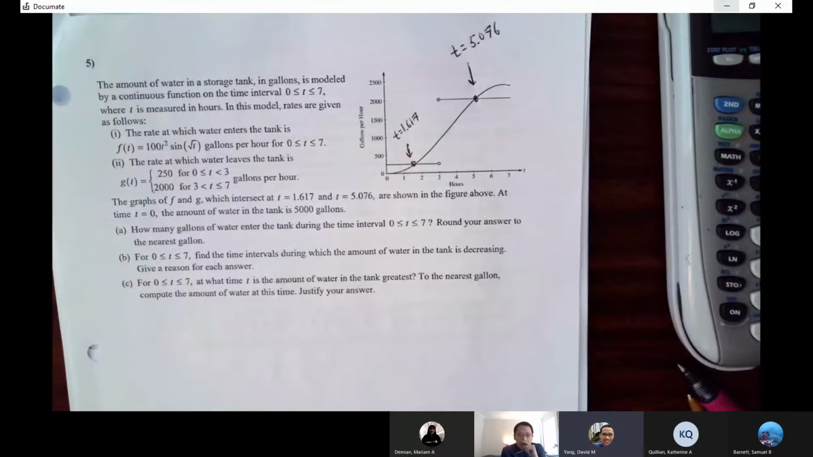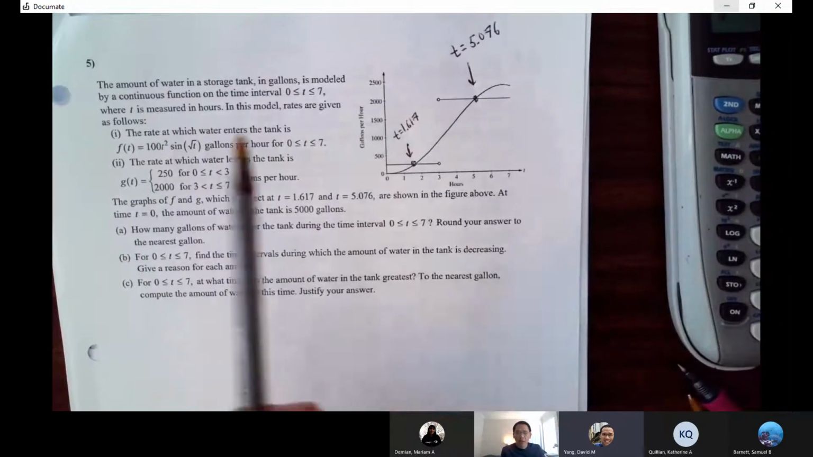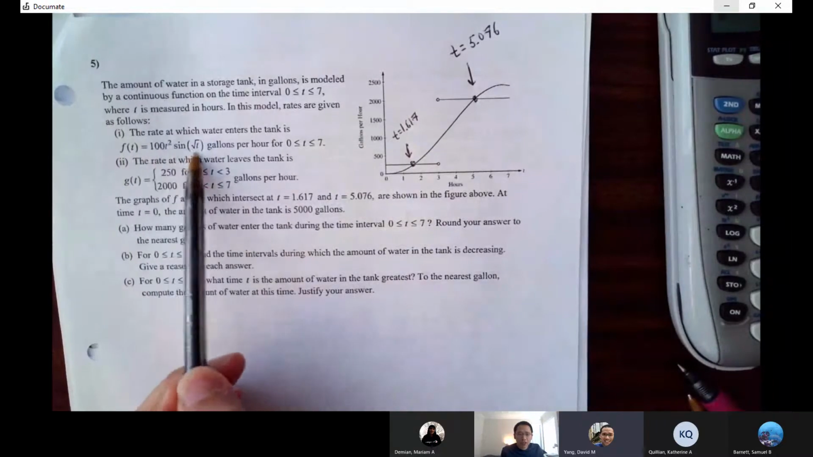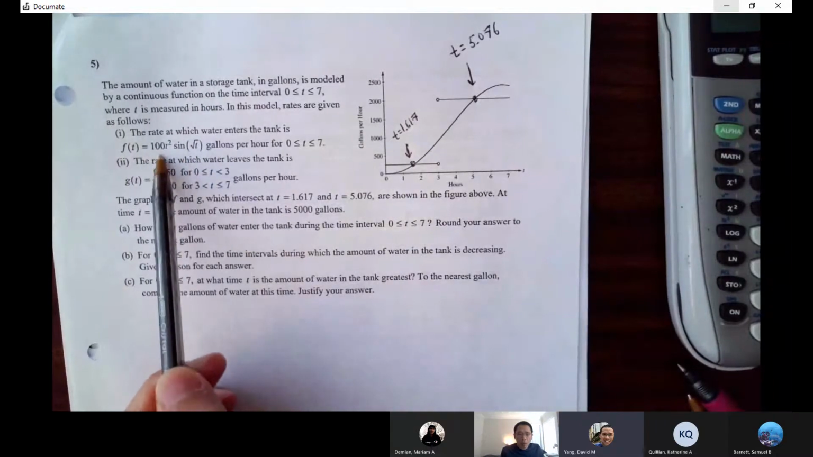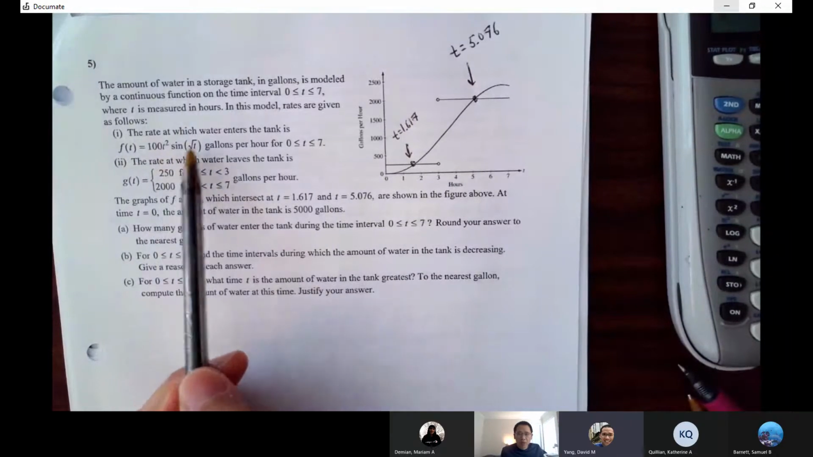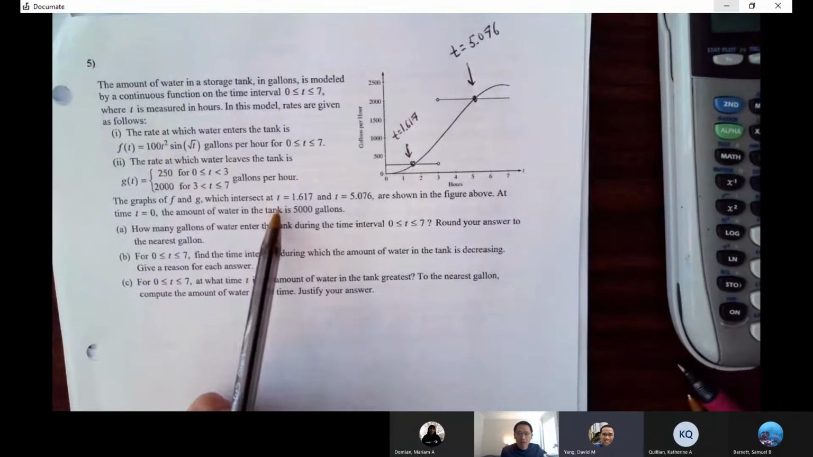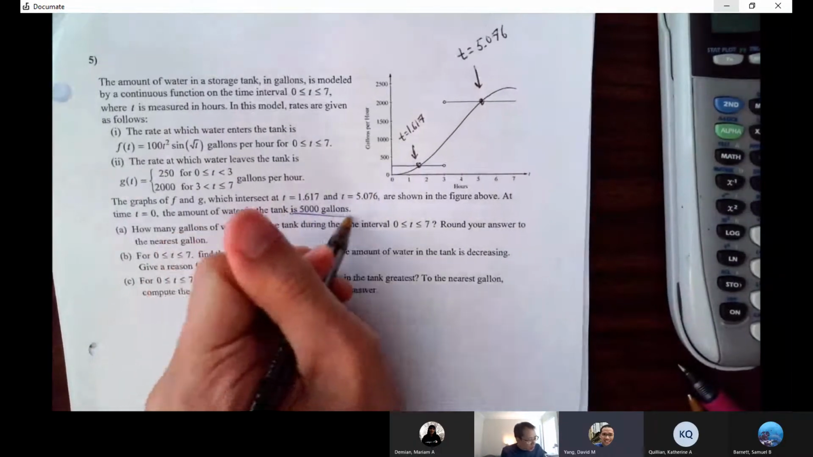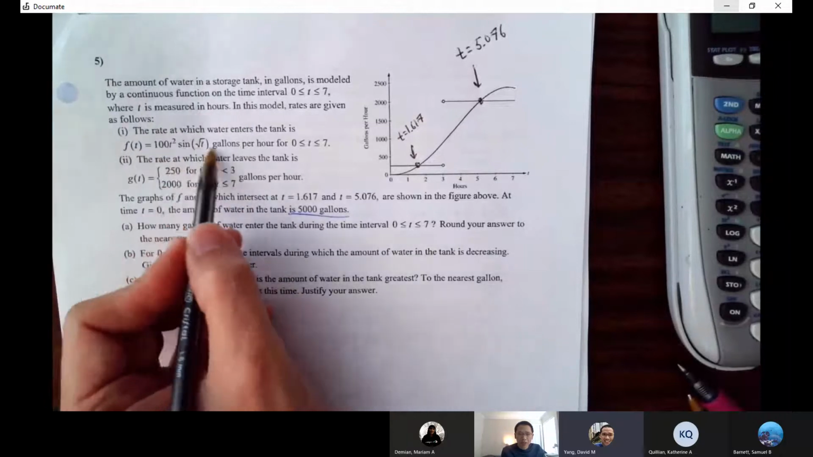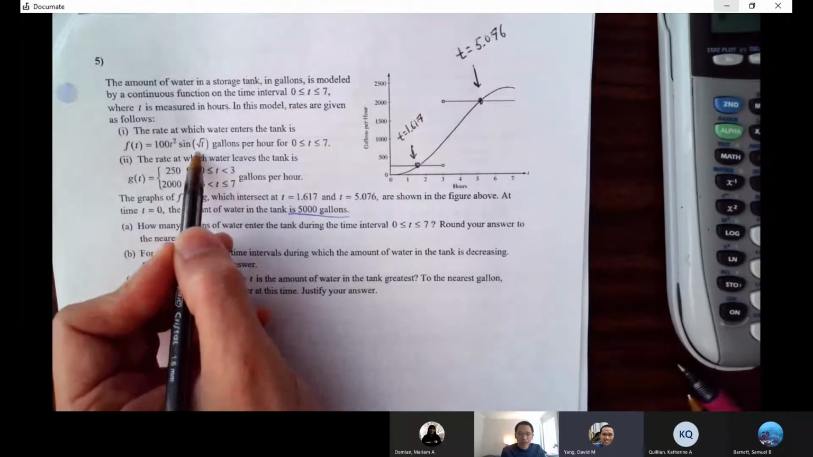Part A says how many gallons of water enter the tank during the time interval. So we just want to know how much water has been added. And we know that it's purely based off of this formula. This is the only formula that is providing information about how much water is entering. The rest of the information is either what's already inside the tank to begin with, or what's leaving the tank. The only thing giving us anything about water entering the tank is this f of t.